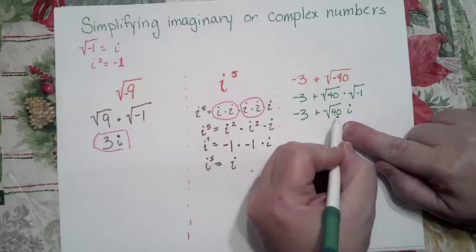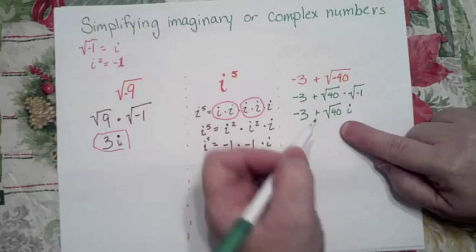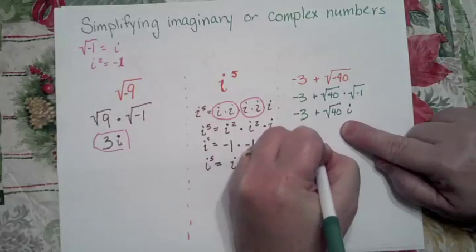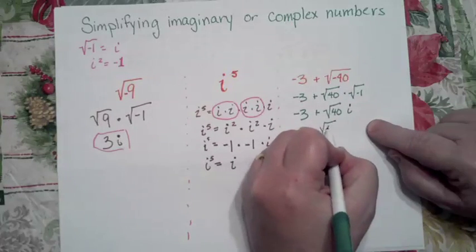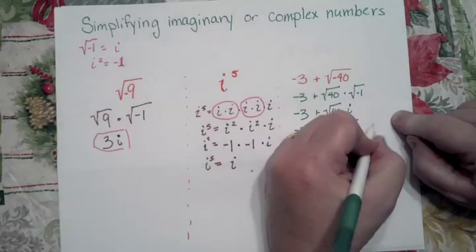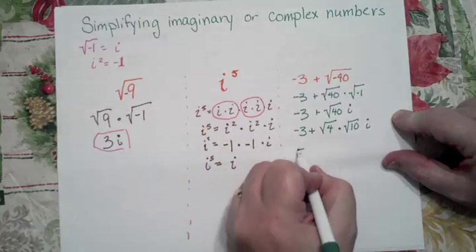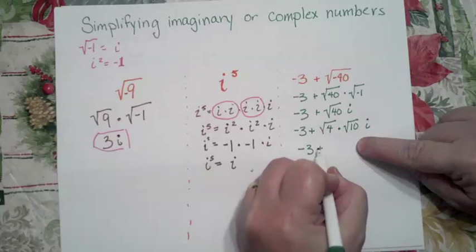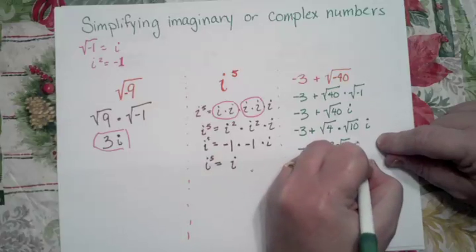factor. I can take this as 4 times 10, and I know what the square root of 4 is. So I'm going to break this down a little bit more and say, okay, well, that is the square root of 4 times the square root of 10, and I still have i over here. Square root of 4 is 2, so I end up with 3 plus 2 square root of 10 i.